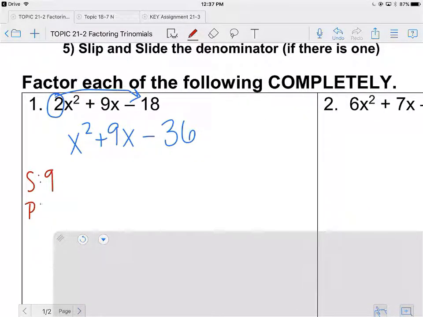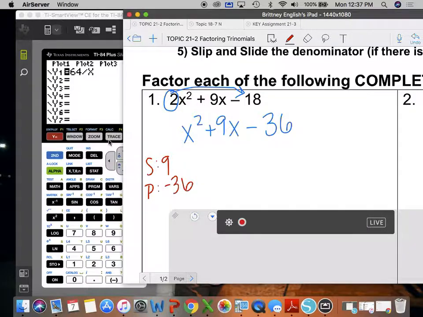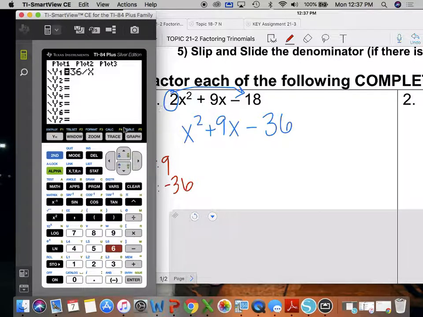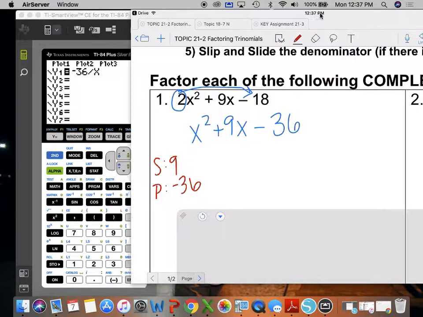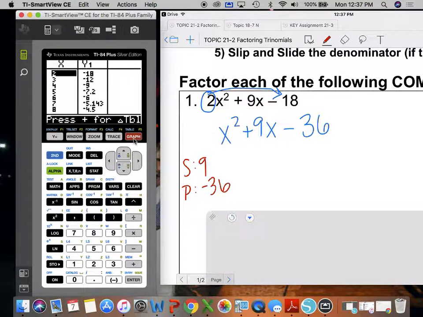Sum is 9. Product is negative 36. So just like yesterday, put the product divided by x, sign included. So this is a negative 36 divided by x. And then I will click second graph to look at the table. I am looking for two numbers that add to 9.